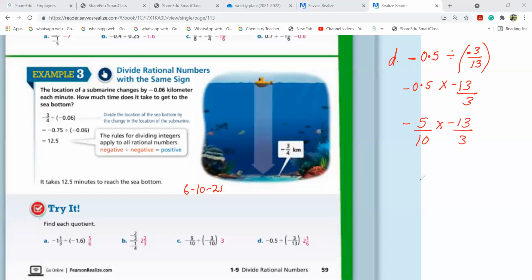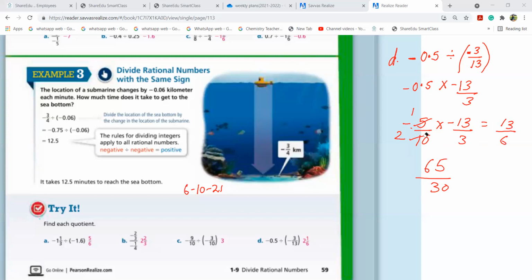Any questions still here? If you multiply the numerators, you will get plus. Why plus? Because both are negative, you get a positive answer. Negative and negative, you have positive. Over 30. I will prefer to do it here: 5 times 1 and 5 times 2. So my answer is minus 13 by 6. Not minus, plus 13 over 6.